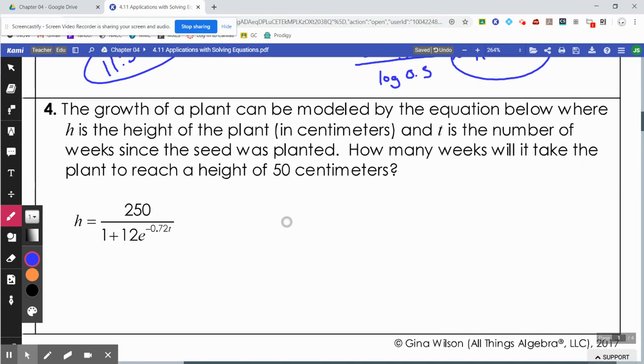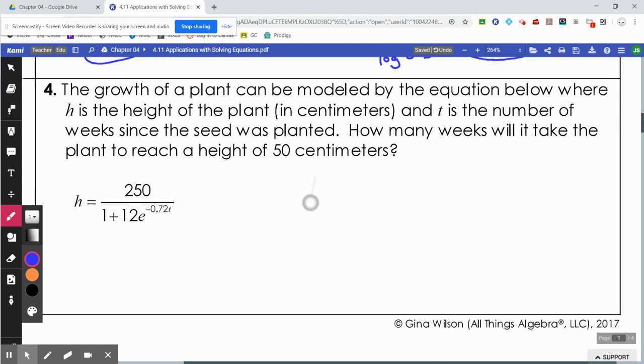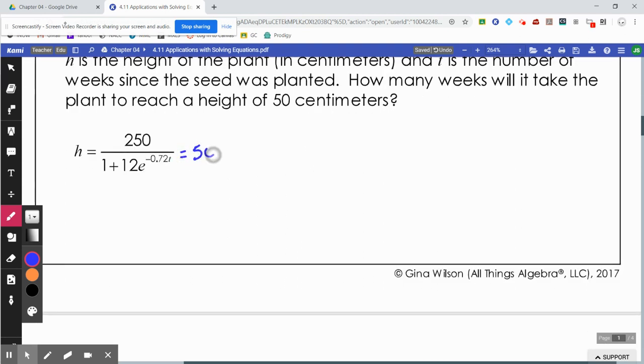The growth of a plant can be modeled by the equation below, where h is the height of the plant. And obviously we see that the plant will not get over 250 centimeters. T is the number of weeks since the seed was planted. How many weeks will it take the plant to reach a height of 50? So we're simply solving this. We're setting it equal to 50, and we're going to solve it. First step is let's get rid of this denominator by multiplying. So we now have 250 is equal to 50 times the denominator, which is 1 plus 12 times e to the negative 0.72t.